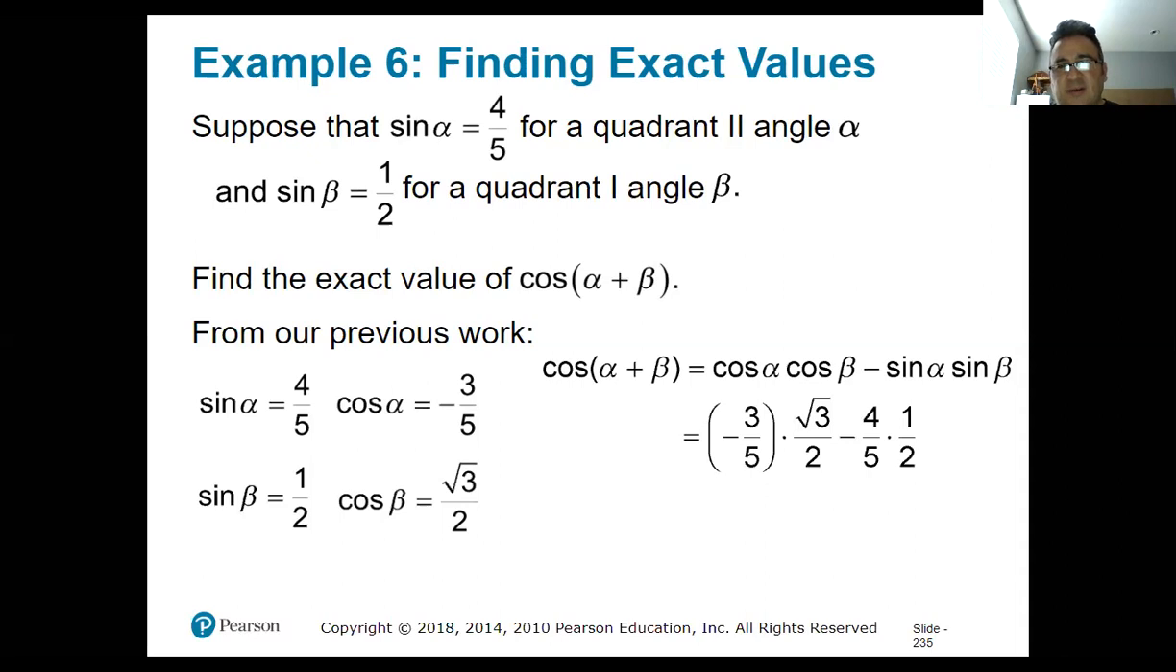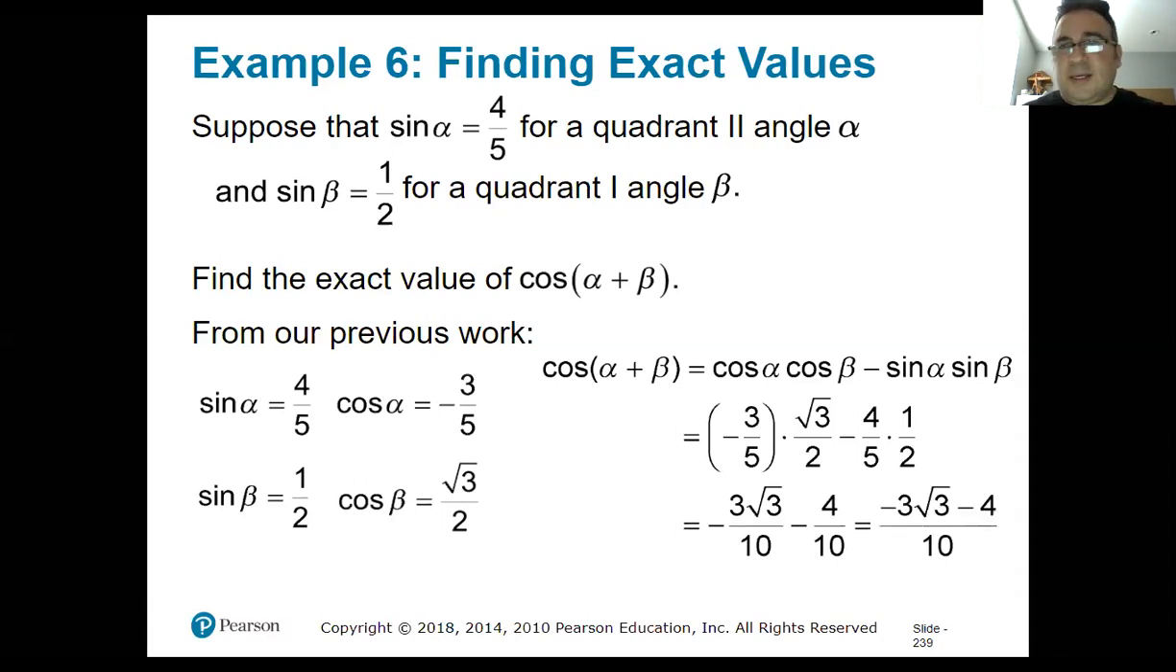And the rest here is just combining fractions, multiplying, simple stuff, right? So that's going to be -3 square root of 3 over 10 minus 4 over 10. And then you can combine both since they have the same denominator. Got it?